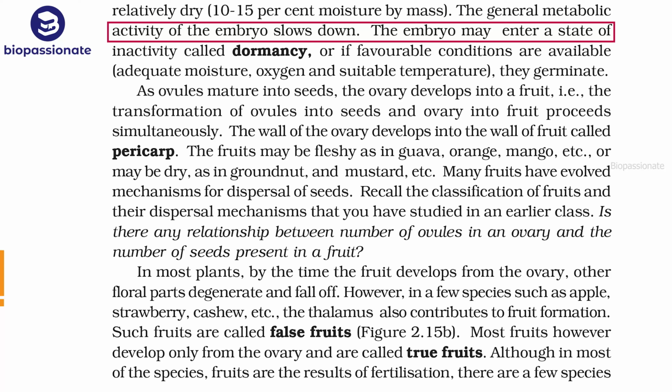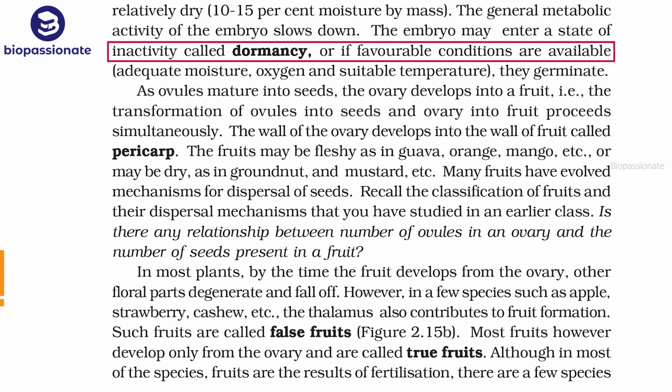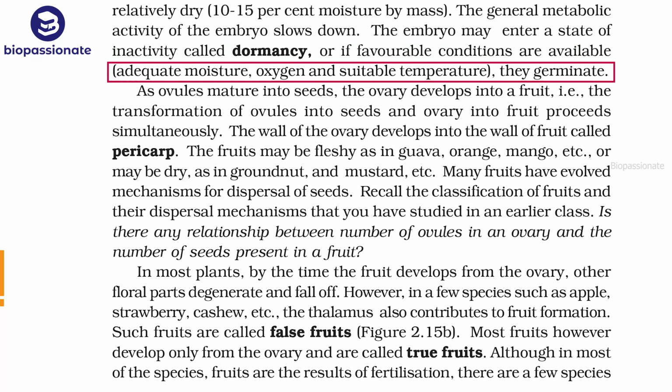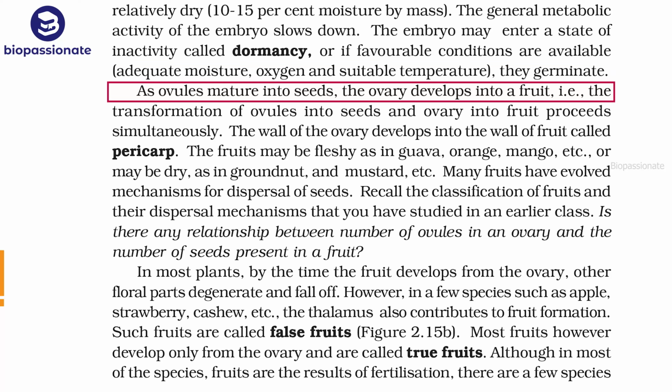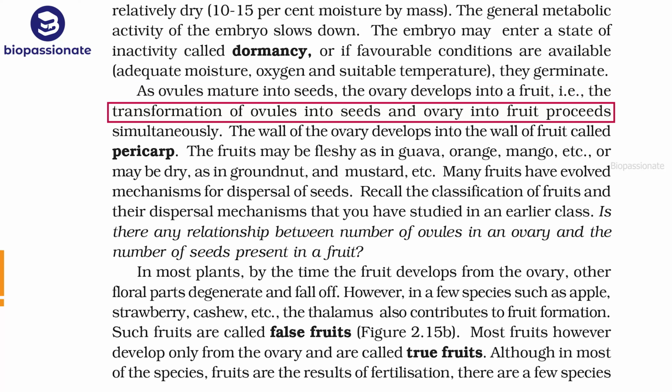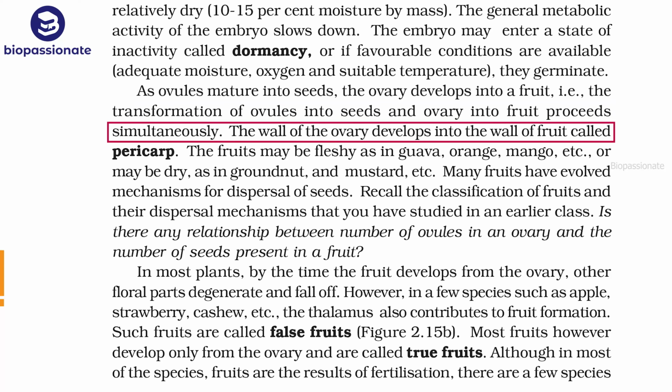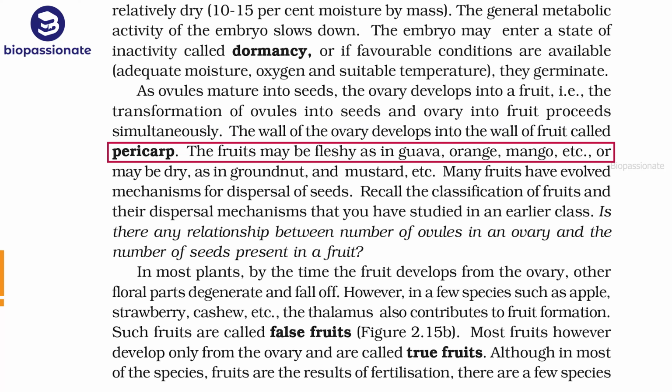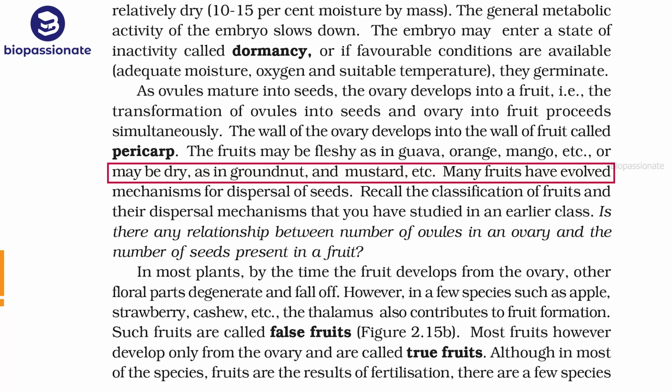The embryo may enter a state of inactivity called dormancy, or if favorable conditions are available, adequate moisture, oxygen, and suitable temperature, they germinate. As ovules mature into seeds, the ovary develops into a fruit. That is, the transformation of ovules into seeds and ovary into fruit proceeds simultaneously. The wall of the ovary develops into the wall of fruit called pericarp. The fruits may be fleshy, as in guava, orange, mango, etc., or may be dry, as in groundnut and mustard, etc.